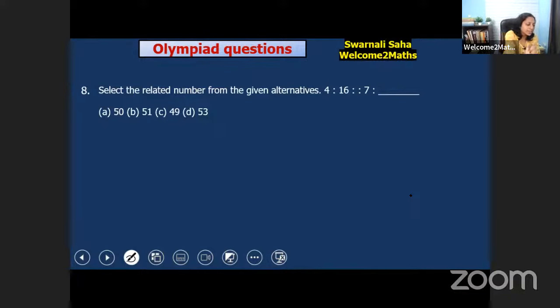4 is 16, then what will 7 be? Yes, very good. It's so easy, na? It's 49, because 4 squared means 4 into 4 is 16. So 7 into 7 would be 49. That's all. So our answer is C, 49.